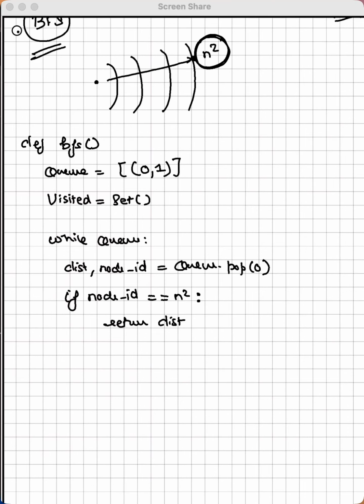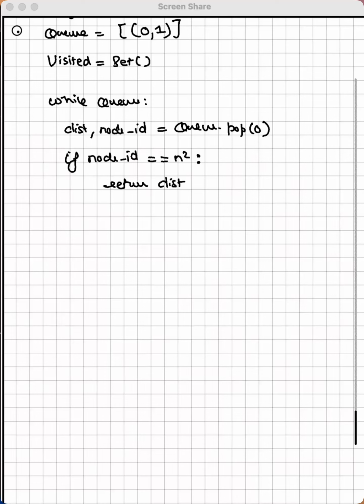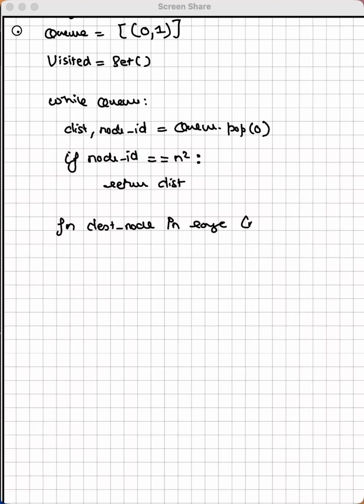If that was not the case, then we want to roll the dice. So we say for destination node in range node ID plus 1, comma, minimum of node ID plus 6 or n square, and then finally plus 1 because we want to include the last value. This gives you the destination node.